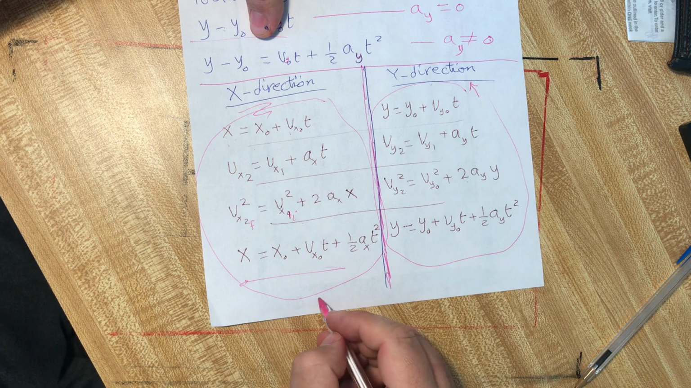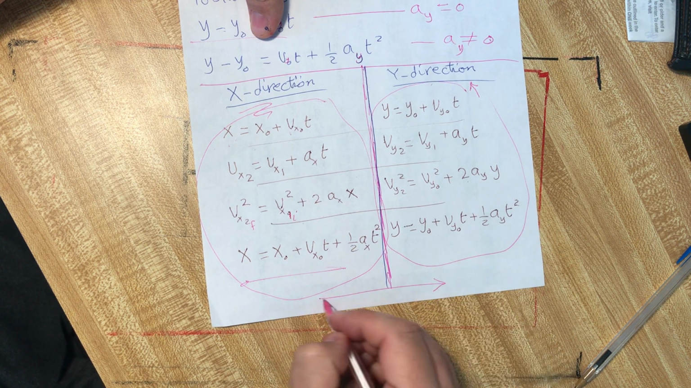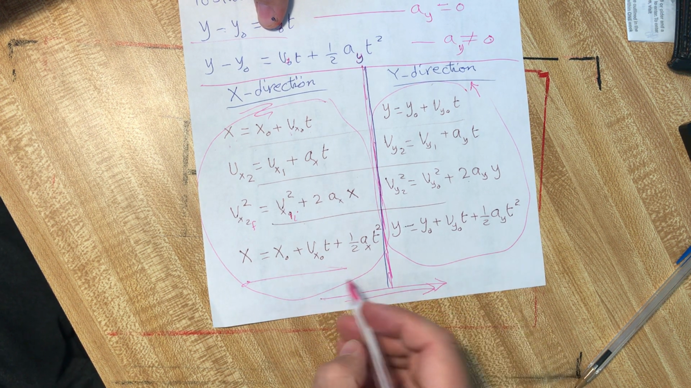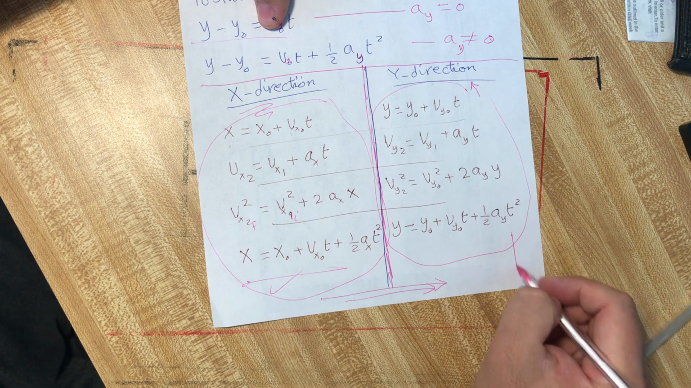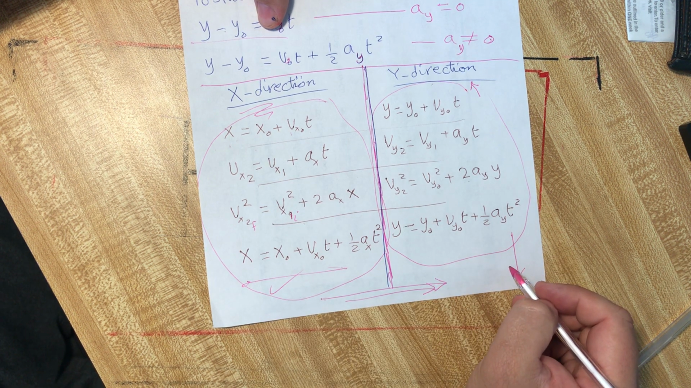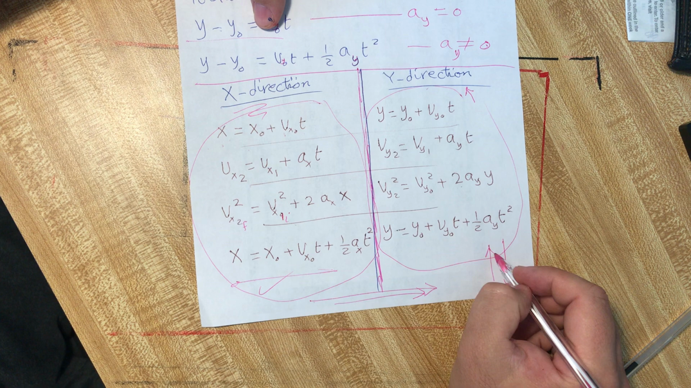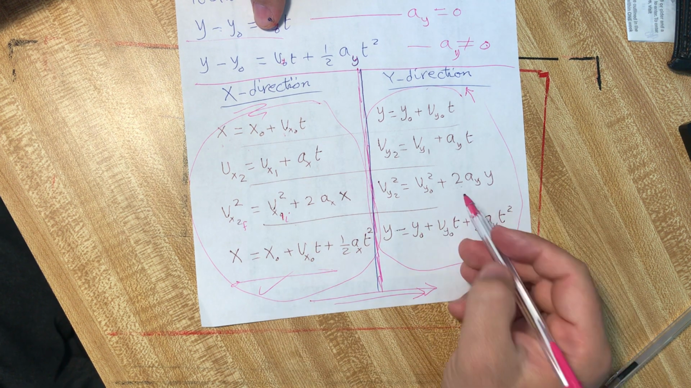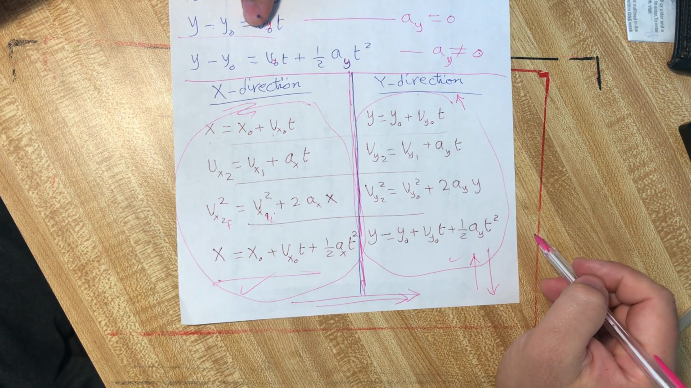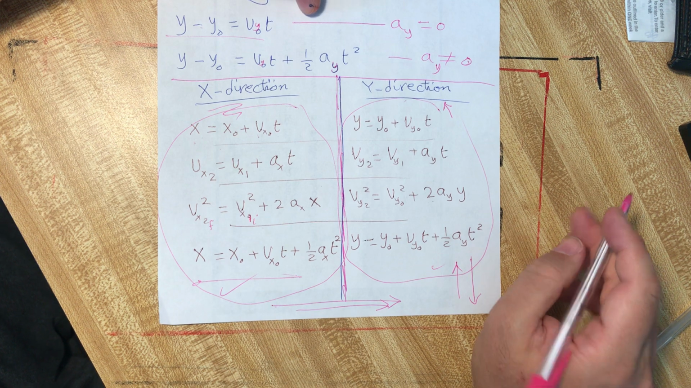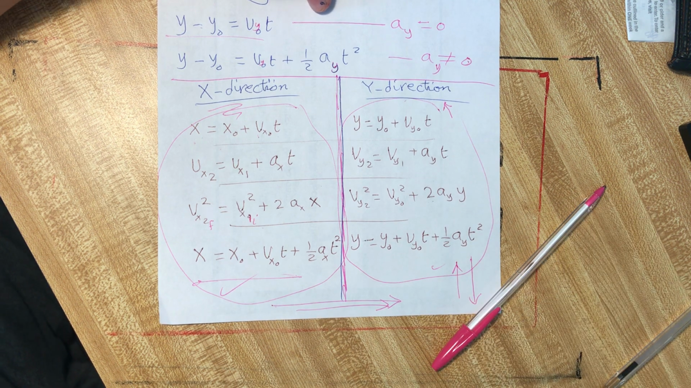If the body is moving in x direction, then we will use these equations. If the body is moving in y and changes its altitude, we will use these equations. Look at the examples, please, and thank you.